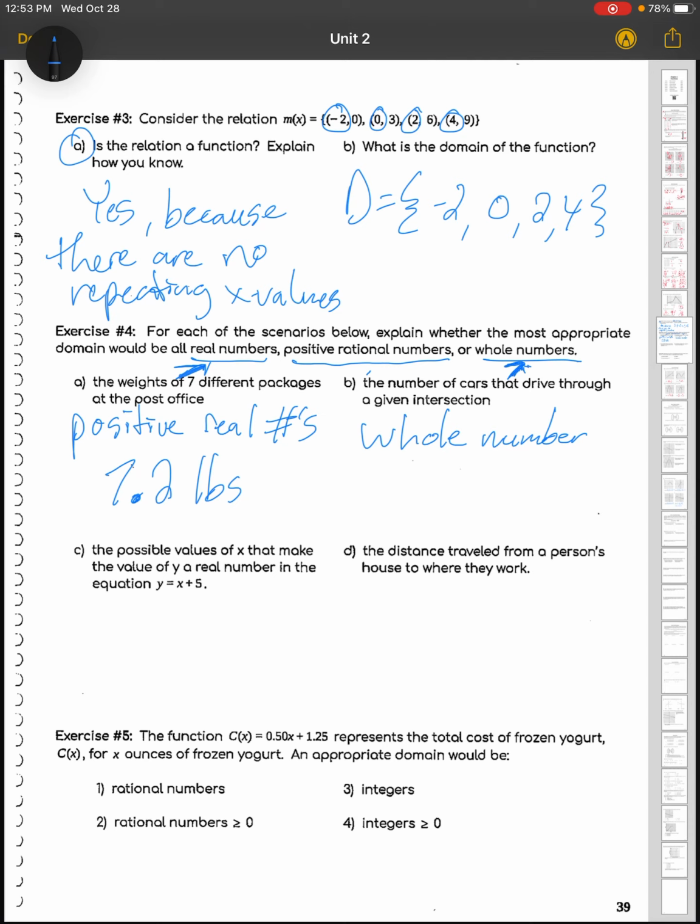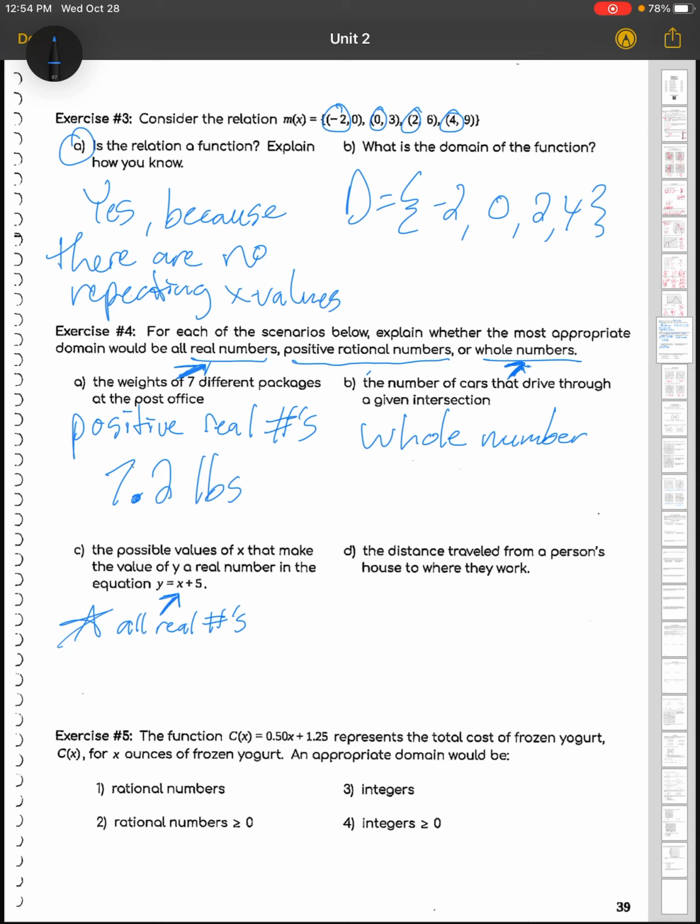And then for C, we have the possible values of x that make the value of y a real number in the equation. So basically, if we plug in real numbers, positive rational numbers, or whole numbers, will we get a real number as a value of y? If we plug in any real number, we would get a real number output. So all real numbers would work for this one.